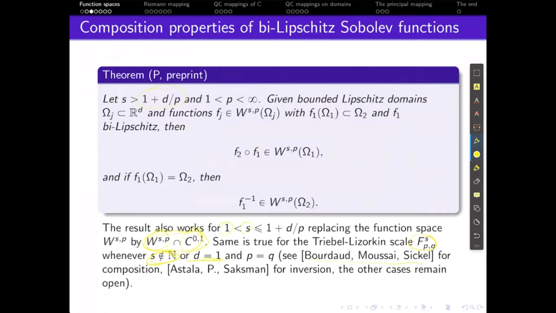For the composition and for the inverse function in dimension 1, it's done in my work with Astala and Sackman. I will give you a hint of the proof of this fact: the composition of two Sobolev functions is Sobolev, as long as f1 is bi-Lipschitz.